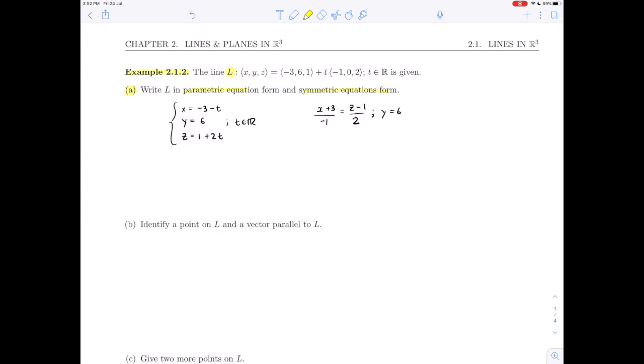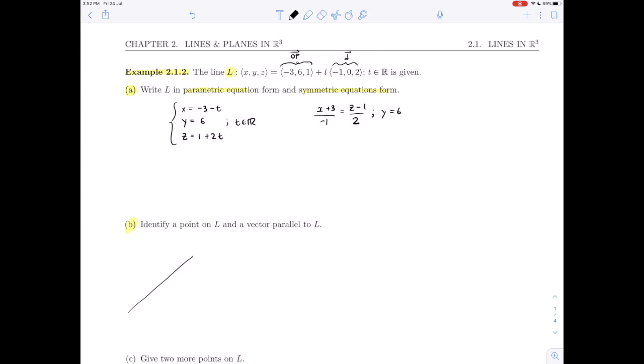Now part B asks us to identify a point on L and a vector parallel to L. So we have to remember again what we saw in the last video, which is what we can see in the line equation. This here was the position vector of a given point P, that was OP. And this was what we called the direction vector, which is a vector parallel. So in fact, part B is really just a matter of reading the equation as it's given.